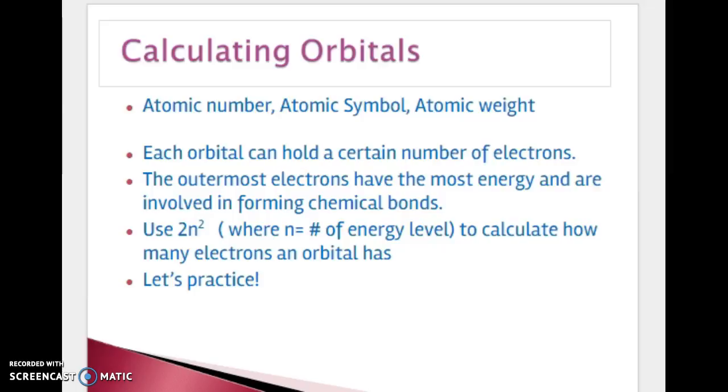So for example, if we wanted to know how many electrons could fit in shell 1, we would put a 1 in right here for n, and it would be 1 times 1, or 1 squared, which is 1, times the 2, the coefficient, which would give us 2. So now we know that there are 2 electrons that can fit in shell 1.